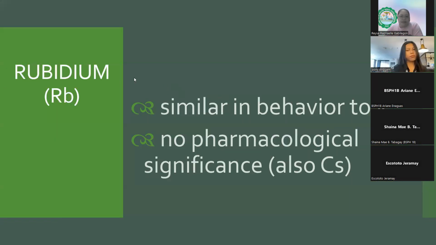Okay, we ended with rubidium, right? So again, the coverage of our exam starts sa potassium. So actually, we are done with all the elements under the group 1A.